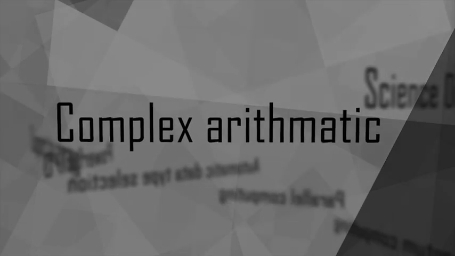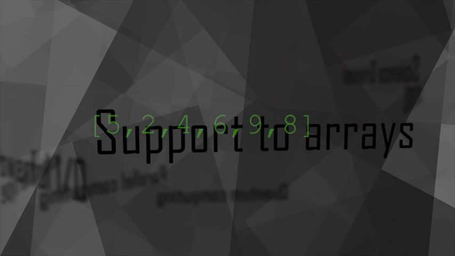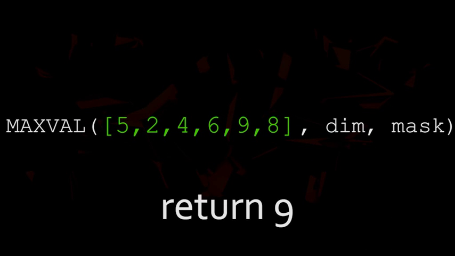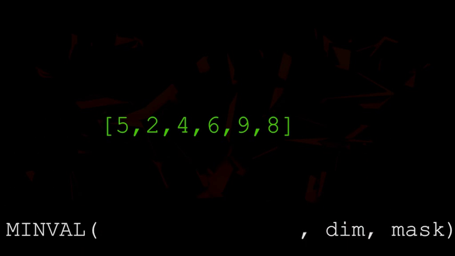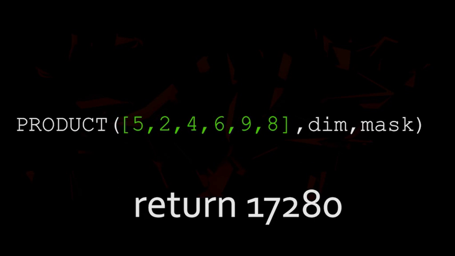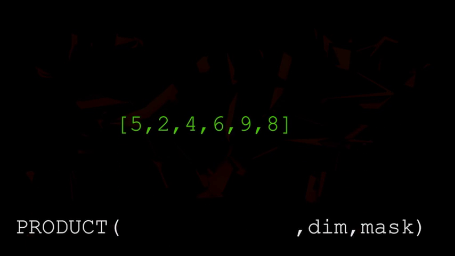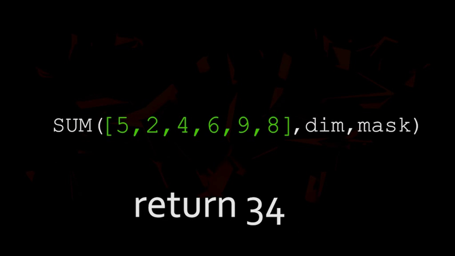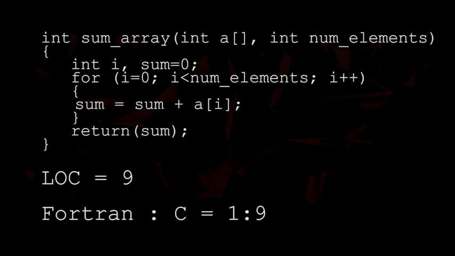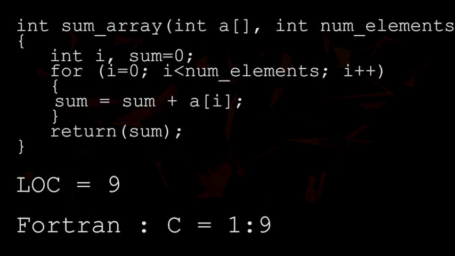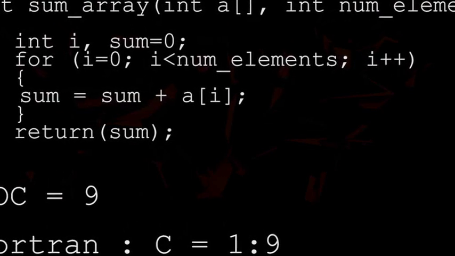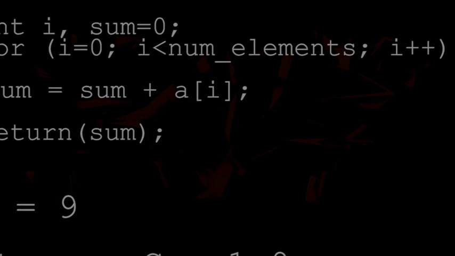When it comes to arrays, FORTRAN has some specific array functions. MAXVAL returns the largest value in the array. MINVAL returns the smallest value in the array. PRODUCT returns the product of all the elements in the array, and SUM returns the sum of all the elements in the array. If we want to implement those functions in C or Java, we have to write a few lines of code. But FORTRAN made that easy by just calling a function. This easy way of programming made FORTRAN lead in the field of science.